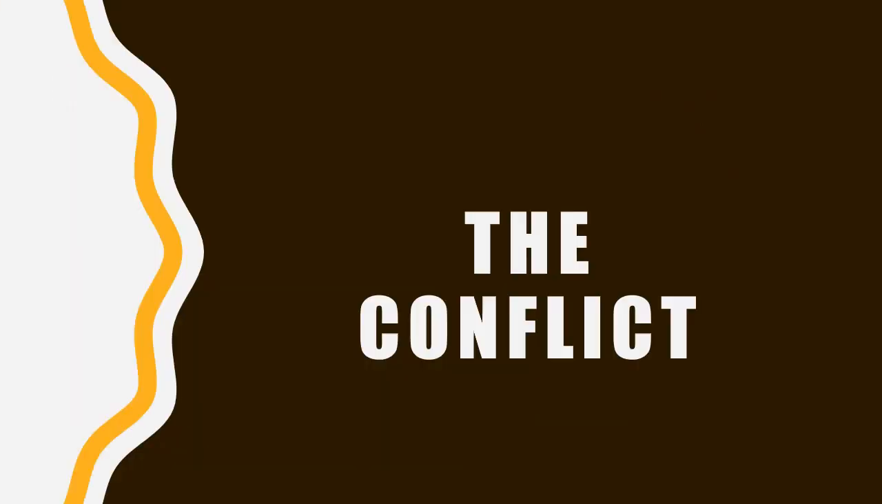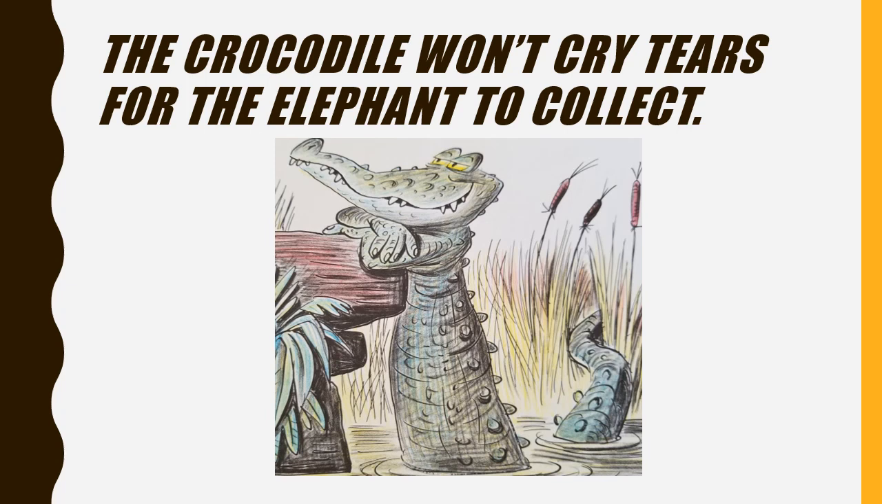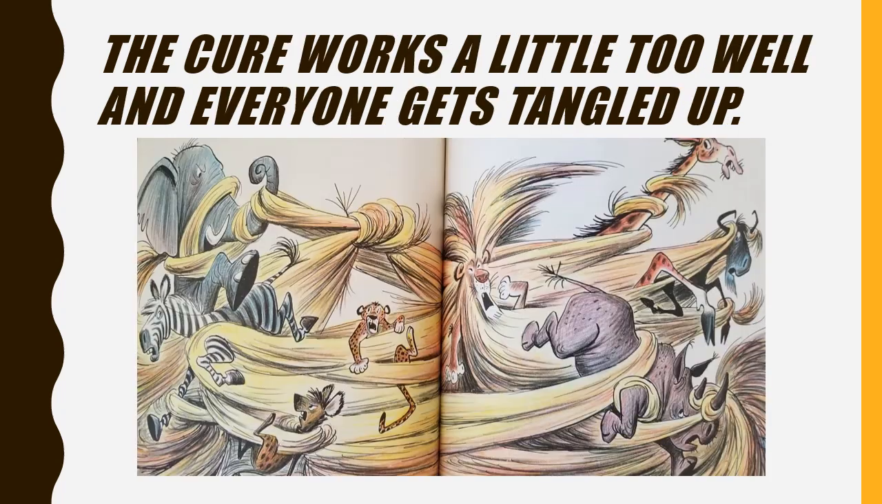The conflict or conflicts in the story are parts of the story where you find characters with a bit of a problem. We have three conflicts throughout the story. The first one is that Hubert loses his mane and he feels really sad and depressed. Then when the elephant goes off to collect the cure, or crocodile tears, the crocodile is like, I'm not going to give you my tears. I never cry. And then once Hubert does have the cure, it works a little too well and everybody ends up in a tangle.